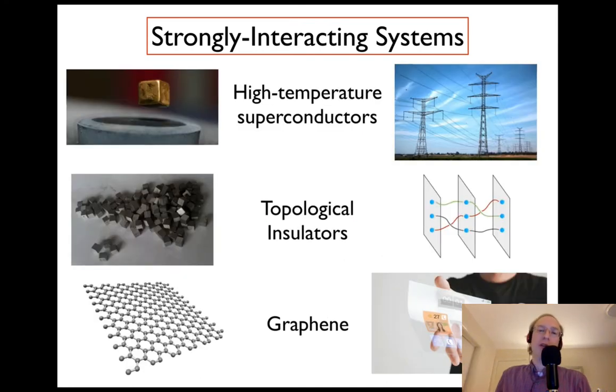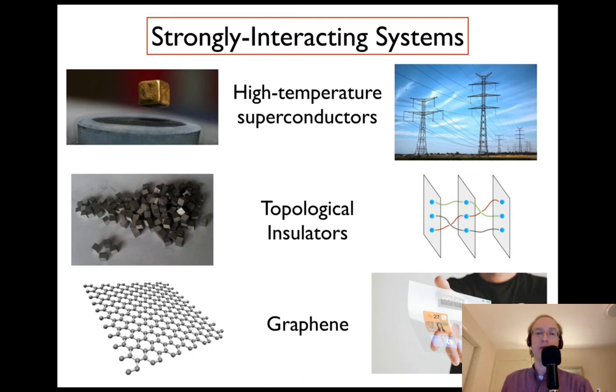And one of the main things I want to get across is that it's not just hypothetical. There are real systems in the real world that involve strongly interacting particles. And they're really important because some of them have potential applications that could revolutionize the world in a lot of ways. So I'll give you some examples. I won't go into any details. I'll just throw out the names.